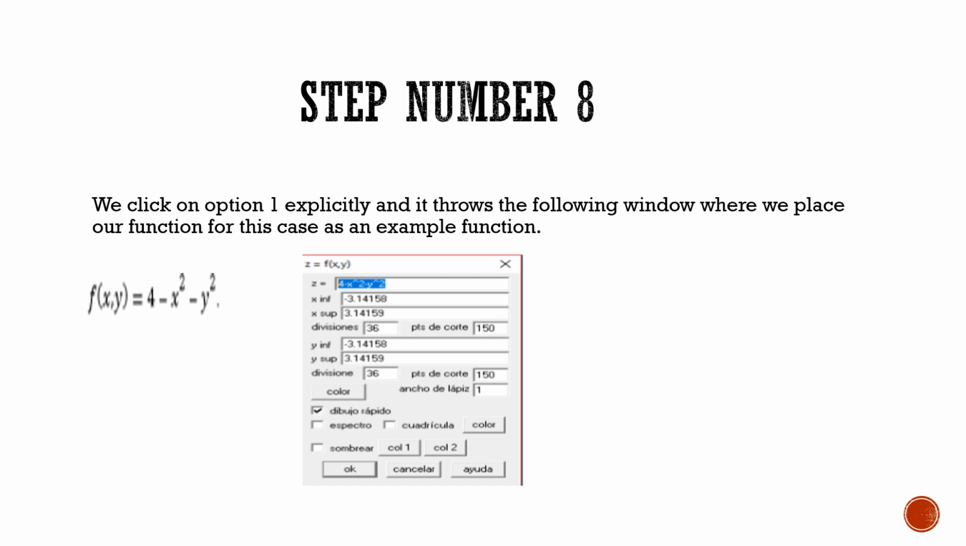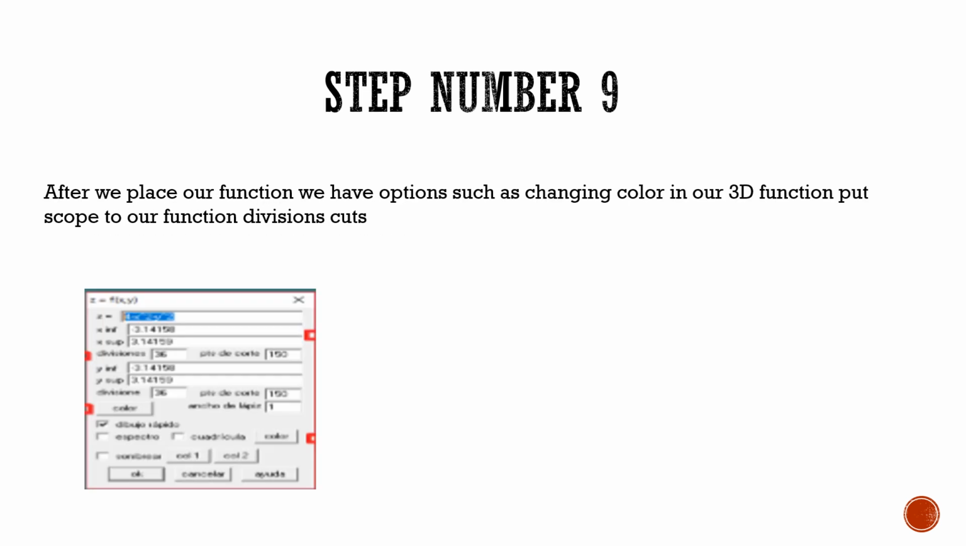Step number 8. We click on option 1 explicit and it opens the following window where we place our functions, in this case an example function. Step number 9. After we place our functions, we have options such as changing the color of our 3D functions, putting a score to our function divisions, cuts.